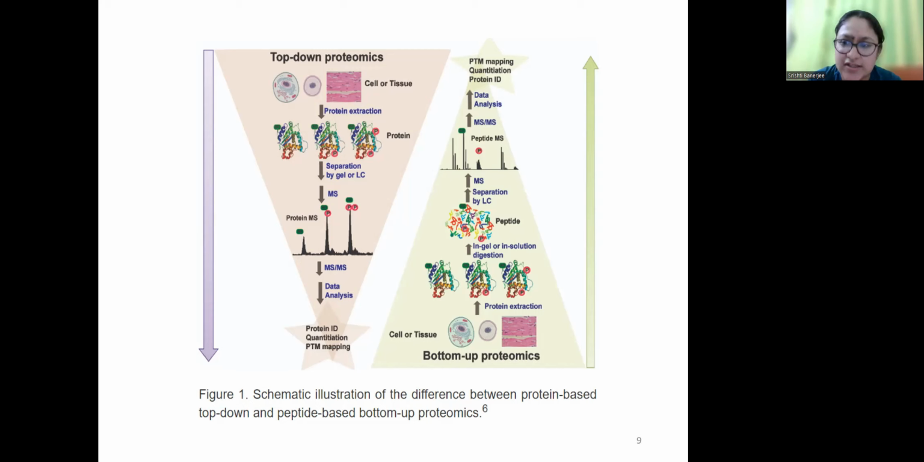We don't do in-gel digestion. Right now we're doing in-solution. We extract proteins from Drosophila and digest them, and then I separate them by LC, mostly HPLC, and then directly give my samples for MS analysis, and then we have different data analysis for it. So that is what happens in top down and bottom up proteomics.